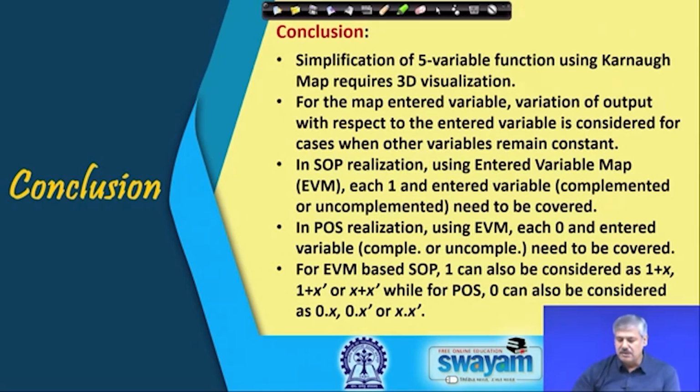In SOP realization, each 1 and the entered variable, complemented or uncomplemented, need to be covered, and in POS it is 0 and those entered variables that need to be covered. And for EVM, entered variable map based SOP minimization, 1 can be considered as 1 plus the variable, 1 plus x, 1 plus x prime or x plus x prime, and for POS 0 can be considered as 0 ANDed with x, 0 ANDed with x prime or x x prime, by which the minimization can be made more efficient.